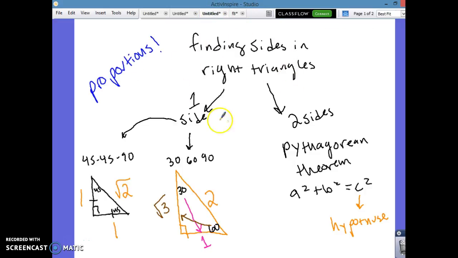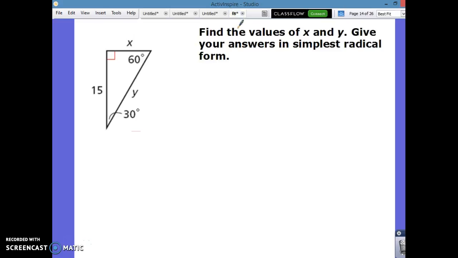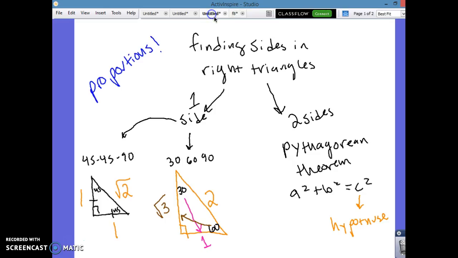First, we need to see how many sides we are given. We are given one side. So that means we should be looking for our special right triangles. We have two special right triangles.